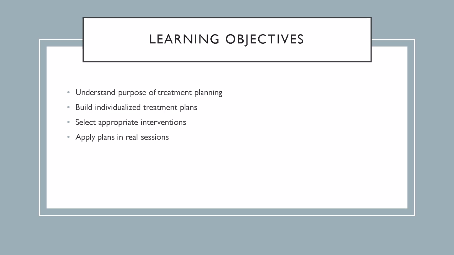And then third, you should be able to select appropriate interventions. This is where a lot of counselors struggle. They may know what the problem is, but they're not always sure what to do about it in session. So this lesson is going to help bridge that gap. And then finally, you should be able to apply your treatment plan in real sessions. A plan that sits on paper and is never referenced is not effective. The plan should really be guiding your conversations and your focus and the goals of the sessions.